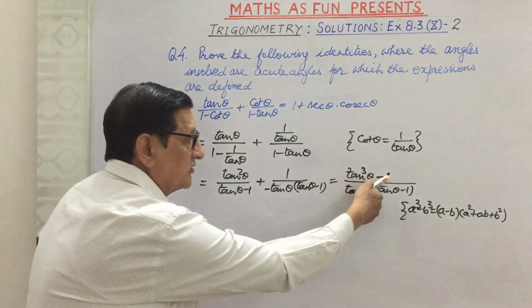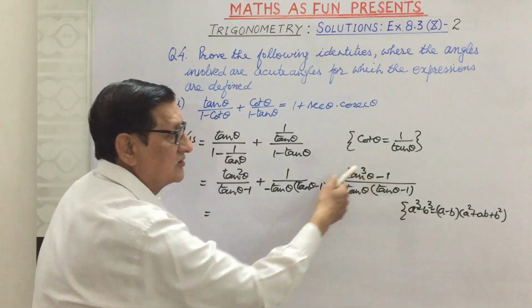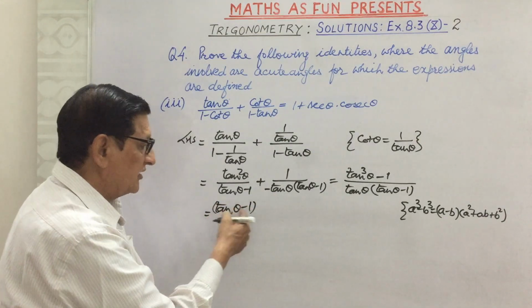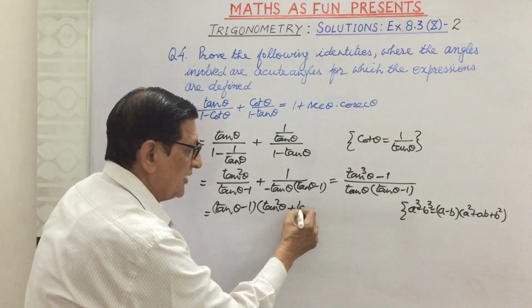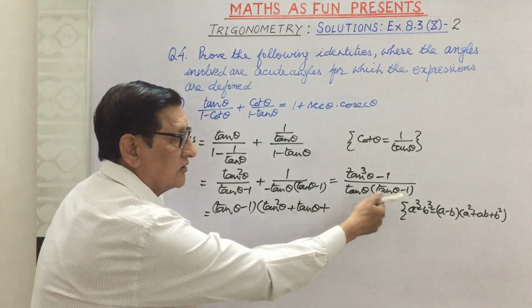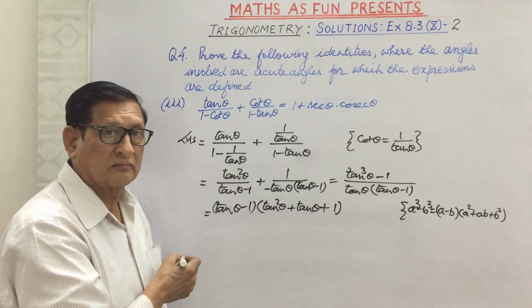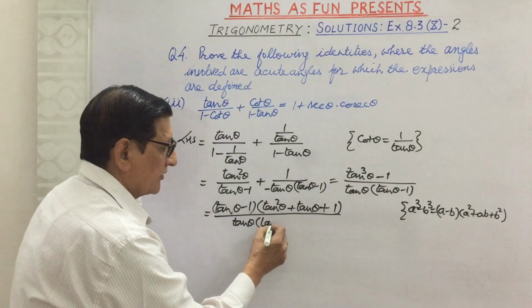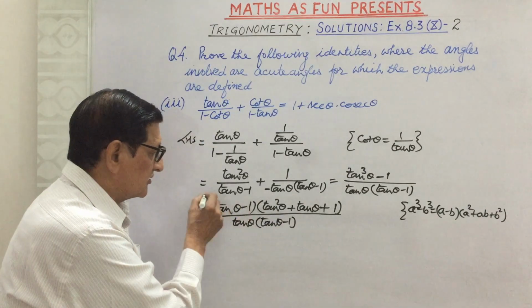If we apply this here in the numerator, because this is tan cube theta, meaning cube of tan theta, and this is 1, meaning cube of 1, we will get here (tan theta minus 1), a minus b, into a square, that is tan square theta, plus a into b, that is tan theta, because tan theta into 1 is tan theta, and plus square of b, that is square of 1, it is 1, whole upon tan theta into (tan theta minus 1). Tan theta minus 1 and tan theta minus 1 cancel.